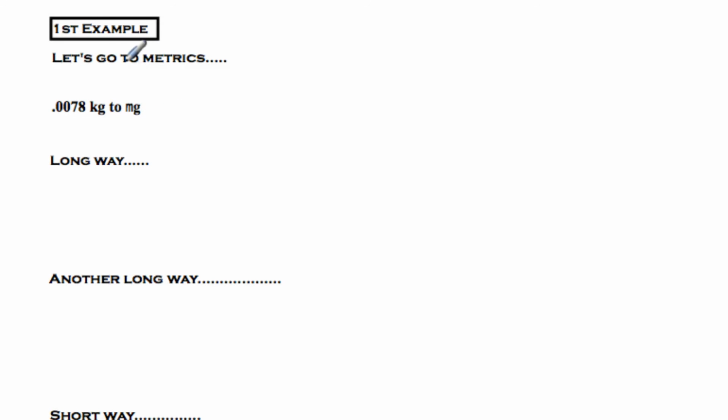Alright, so let's do our first example, 0.0078 kilograms to milligrams. We'll try that a long way, another long way, and then a short way. Pretty soon I think you'll only do it the short way. So we start off with what we're given, which is 0.0078 kilograms. And then what's going to happen is that we're going to go from what we're given to the root unit, and then from the root unit to what we want. So that's going to take two terms.